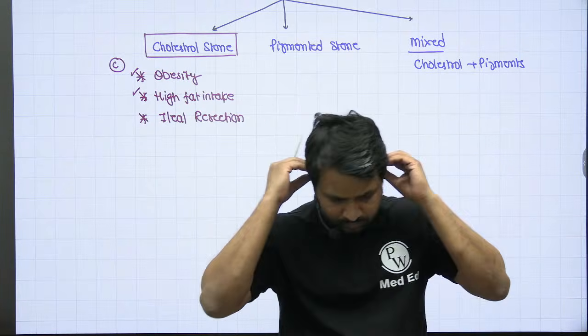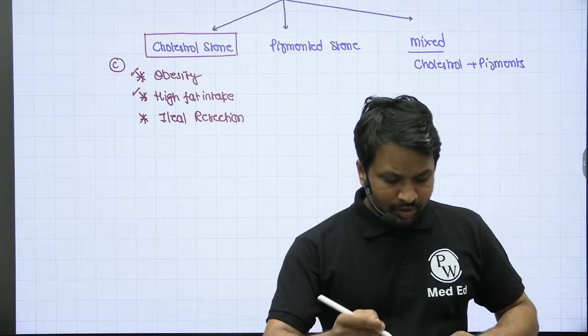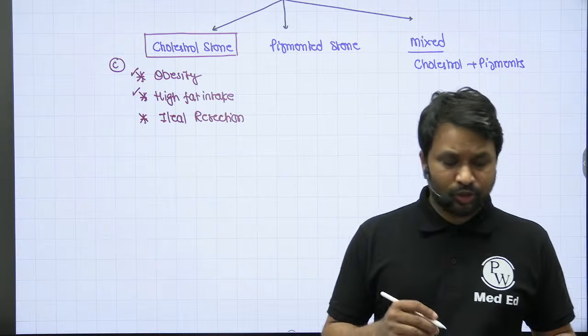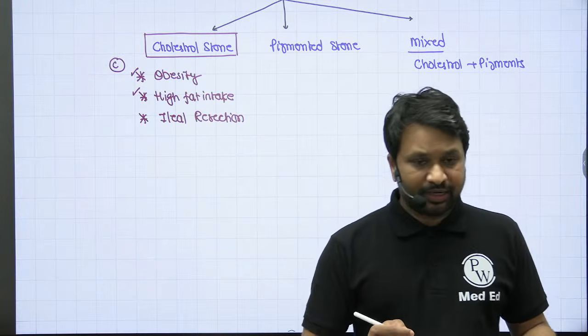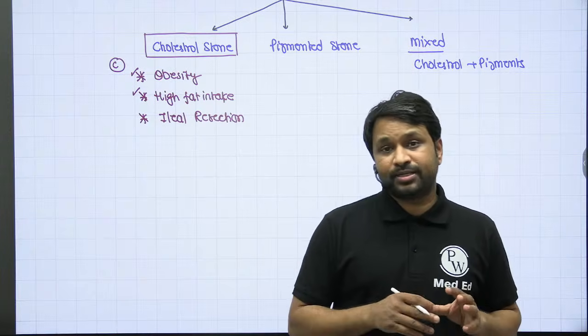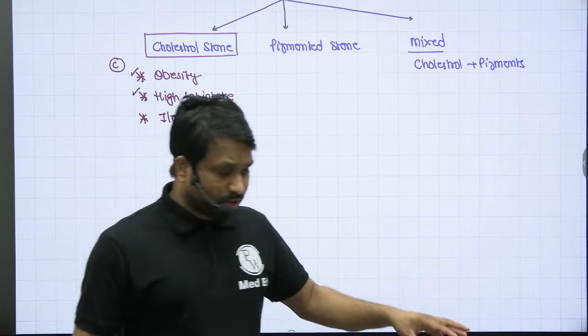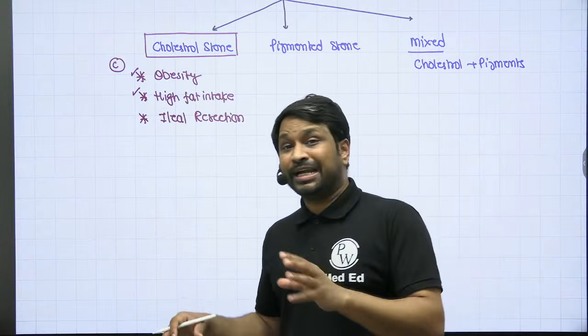Alright, guys, let's continue. So, as I was saying, cholesterol stones. In the cholesterol stones, the basic cause is going to be supersaturation of the bile. In the supersaturation of the bile, you have obesity, high fat intake, and ileal resection. Now, why ileal resection: whatever bile is excreted into the duodenum gets absorbed from the terminal ileum, and that is what we call enterohepatic circulation.